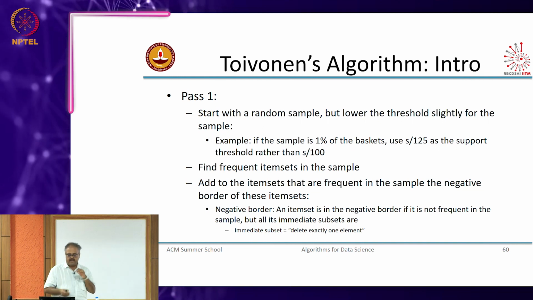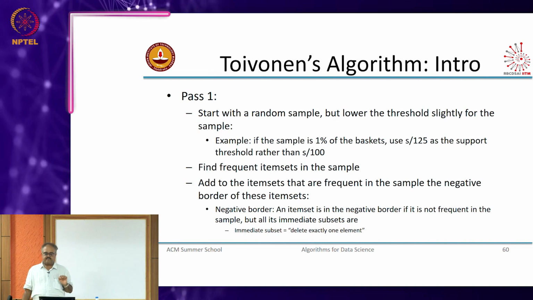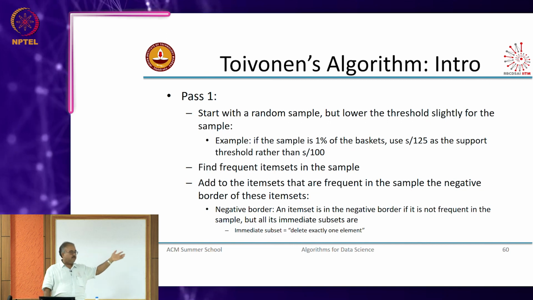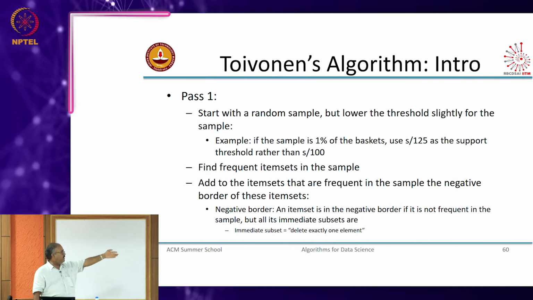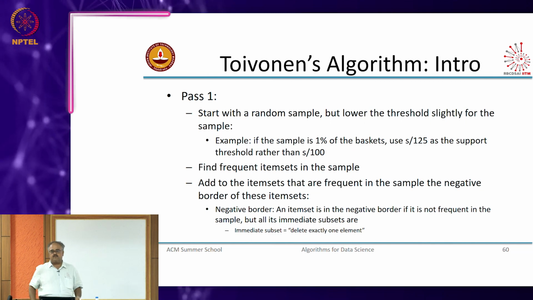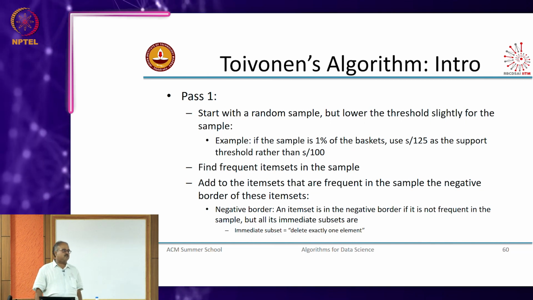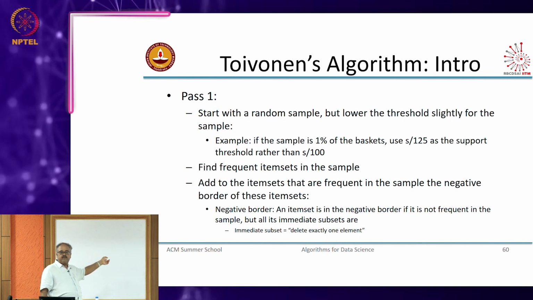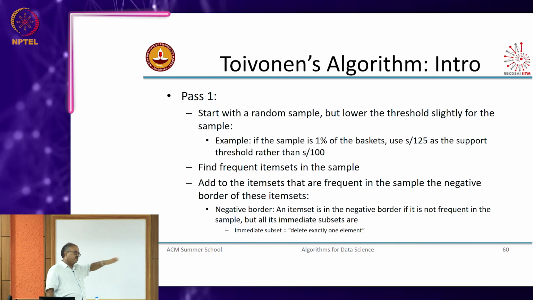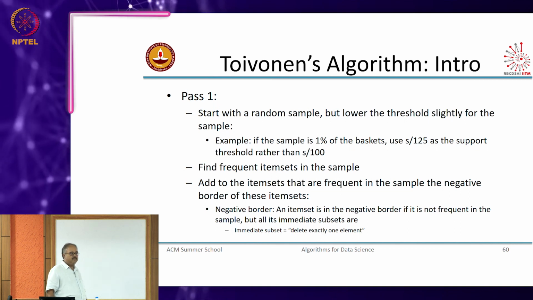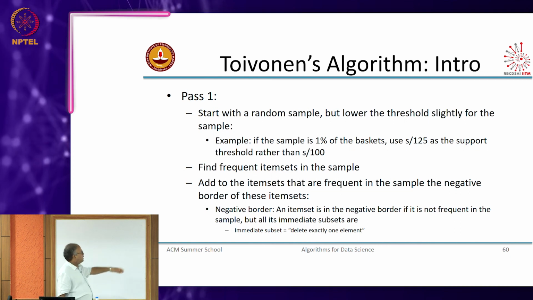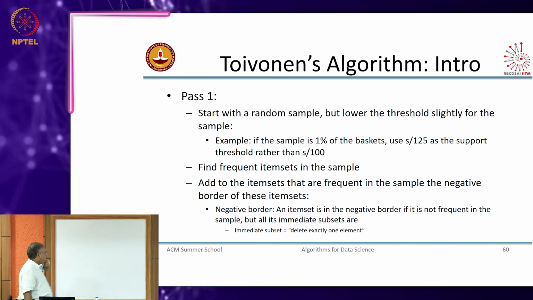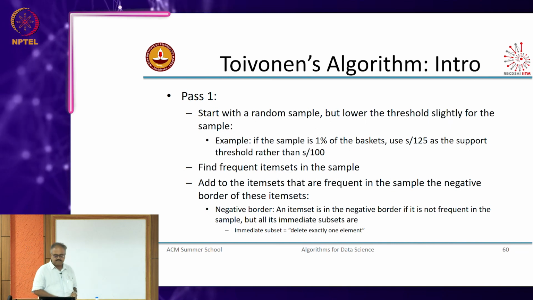So the idea is the following. You start with a random sample, just like we talked about in the random sampling case. You sample 1% of the baskets and you set a threshold of S by 125, which is lower than the proportional threshold. The proportional threshold would have been S by 100. Remember, in the SON algorithm, you use the proportional threshold. If each chunk has 1% of the data, you use a threshold S by 100. You don't have to lower it any further. But here you lower the threshold slightly, say S by 125. So find all the frequent item sets in the sample.